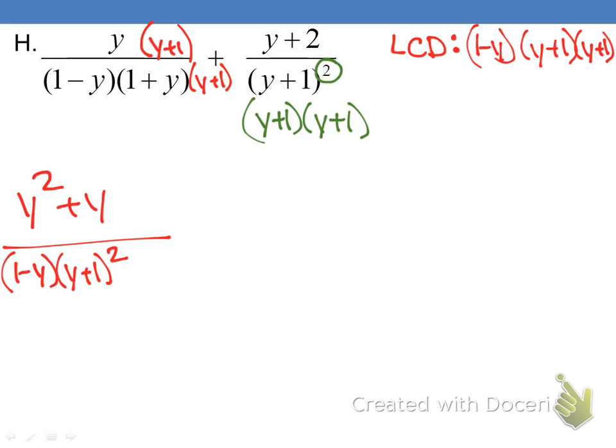I'm going to write it like that. Is that okay with everyone? Just because we're almost out of time. All right, what is the second expression missing from the denominator? It has a y plus 1. It's missing the 1 minus y. So I'm going to multiply by 1 minus y over 1 minus y.